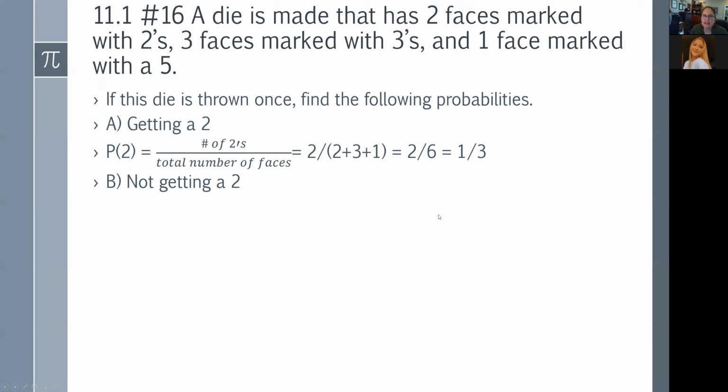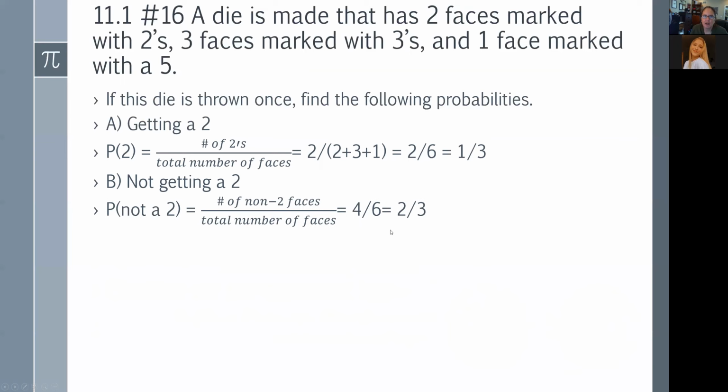Part B is asking for the probability of not getting a 2. So the probability that we don't get a 2 is going to be the number of faces that don't have 2s on it out of the total number of faces. And there were 6 faces, 2 of which had 2s on it. So that means there must be 4 faces that don't have 2s. So that gives me the probability 4 out of 6 or 2/3.